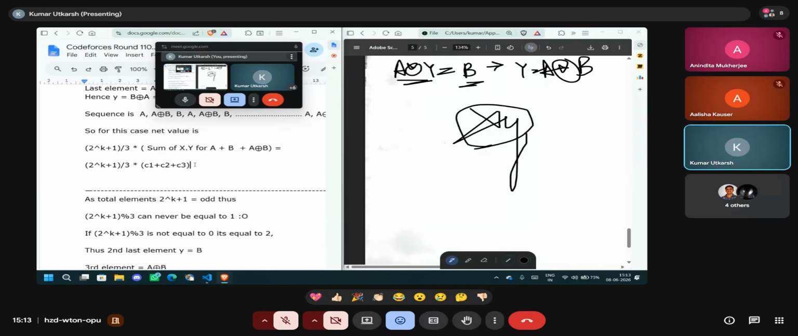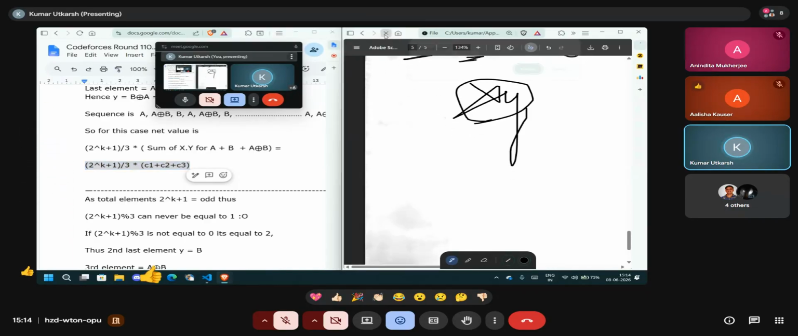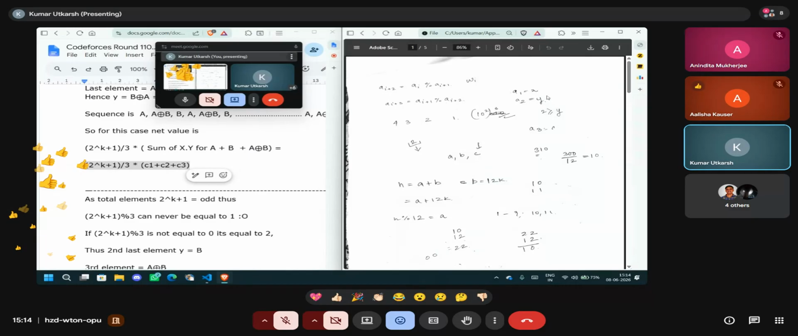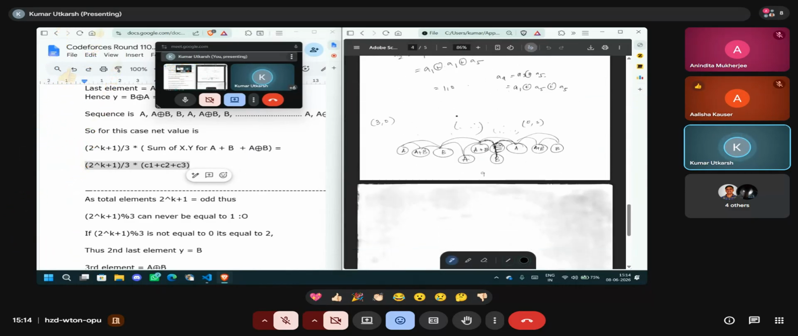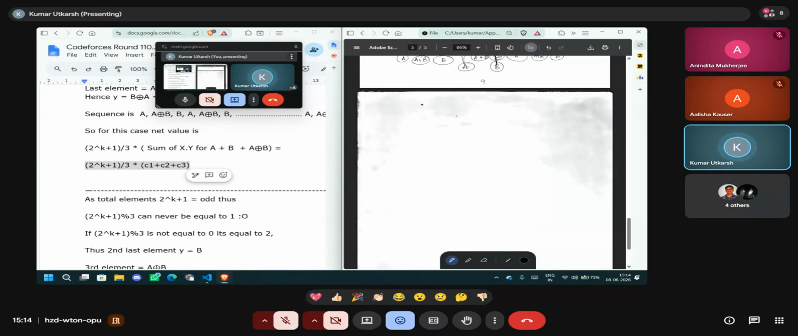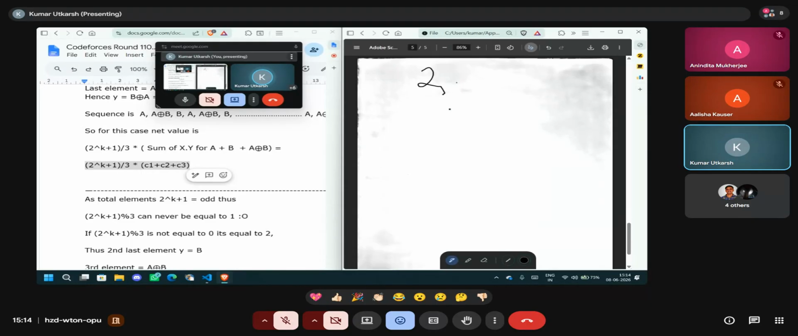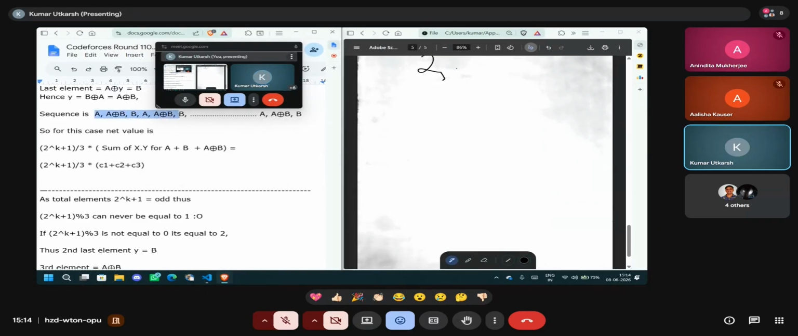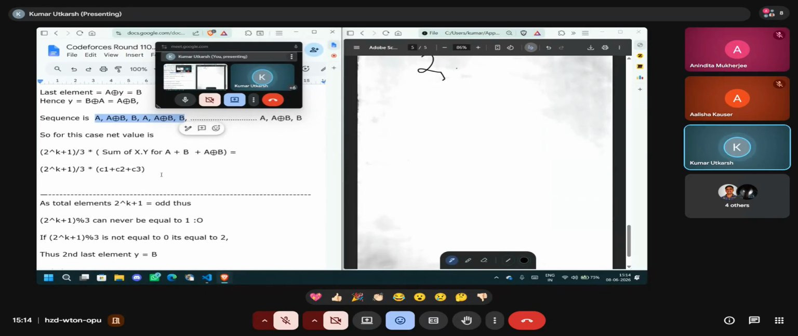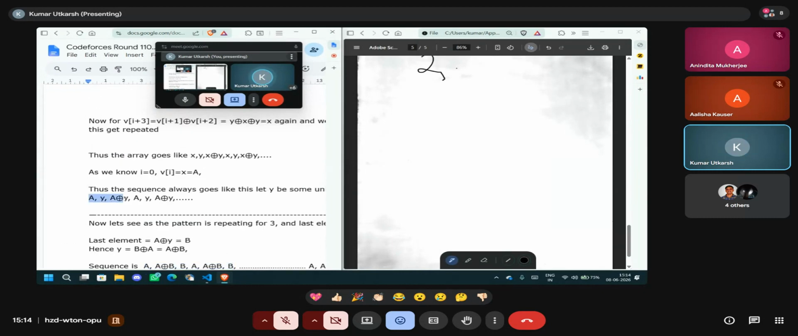Did you get it? For A mod B, this is the answer. Okay, right. So if and else if we see the modulo is 2, we didn't get our 0 modulo, we got our 2 modulo. So it will repeat in pairs of 3. We are getting these 3 values, and then there will be a remainder 2.